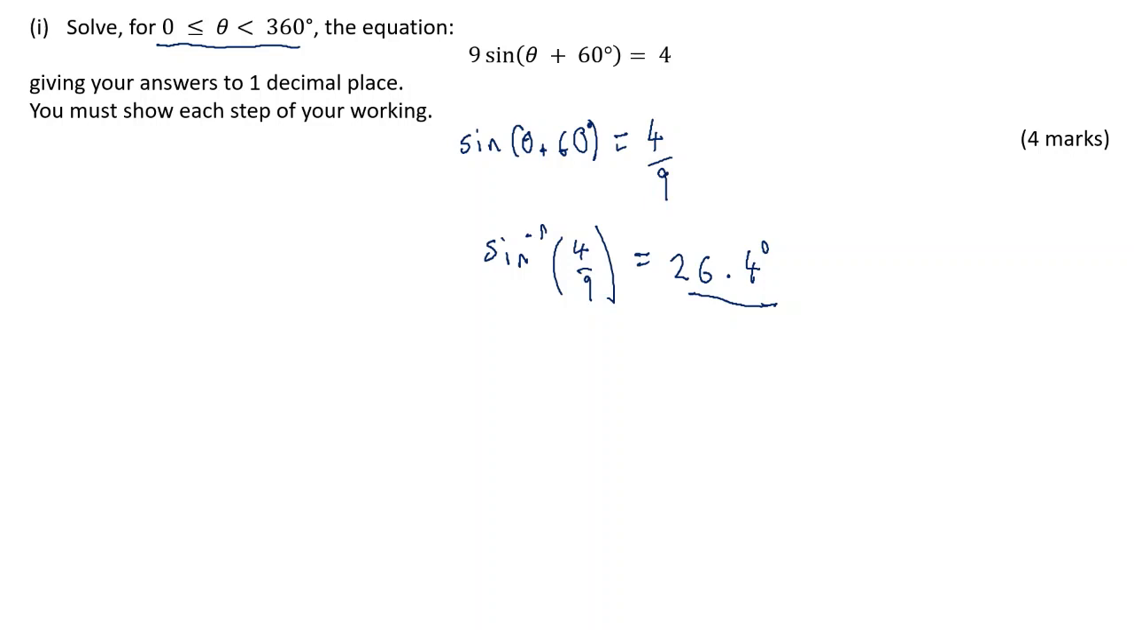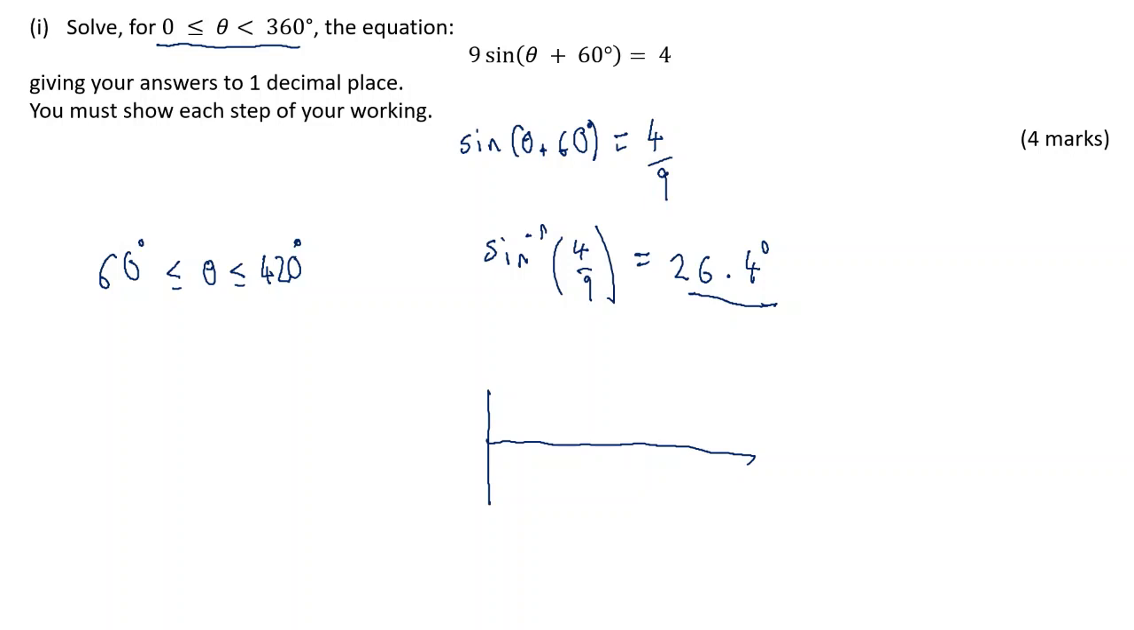So rather than looking in the range 0 to 360 degrees, we're actually going to be looking in the range 0 to 420 degrees. Okay, that's the range I'm going to be looking in. Now 26.4 degrees isn't within that range, you can tell that. So we're going to need to find the other values which are within that range. It will help at this point if you can sketch out your sine curve.